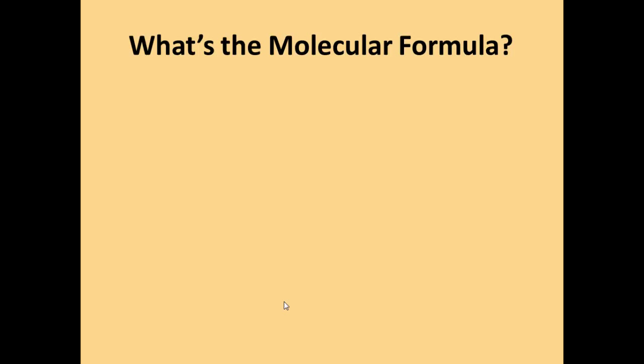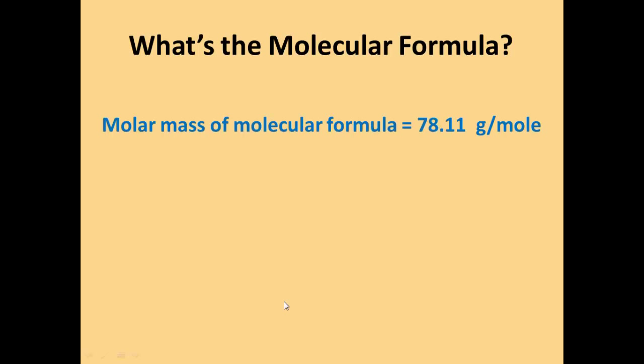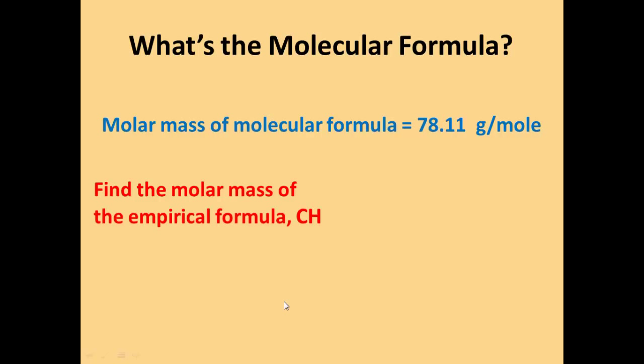You could use an instrument like a mass spectrometer to help you determine what that molar mass is. So let's say an analytical chemist helps us find out that the molar mass is actually 78.11 grams per mole. What I'd like to do is compare that molar mass to the empirical formula that we determined a few minutes ago. The empirical formula was CH, 1 carbon and 1 hydrogen.